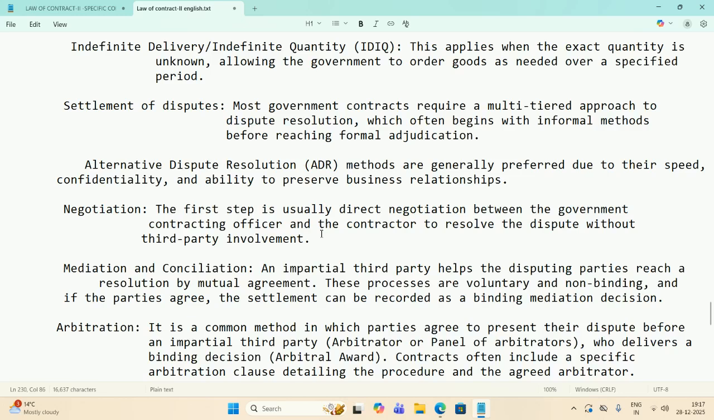Mediation and conciliation. These are the ADR methods. An impartial third party helps the disputing parties reach a resolution by mutual agreement. These processes are voluntary and non-binding. And if the parties agree, the settlement can be recorded as a binding mediation decision.